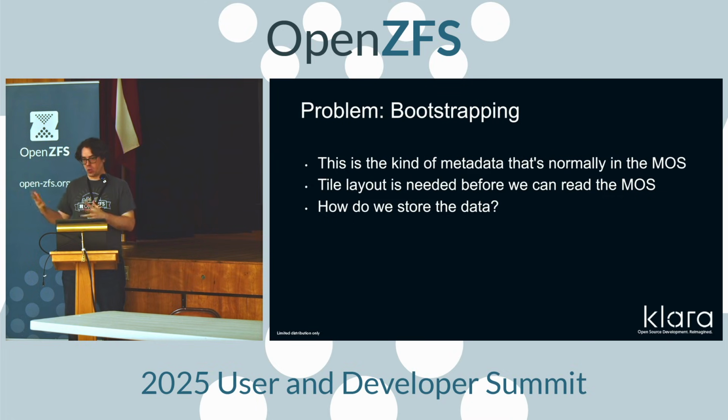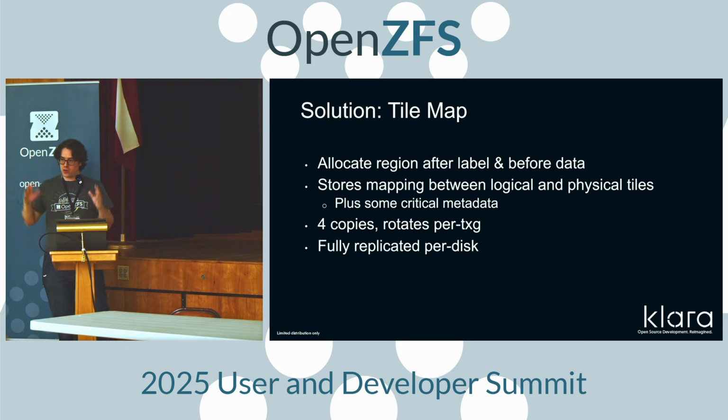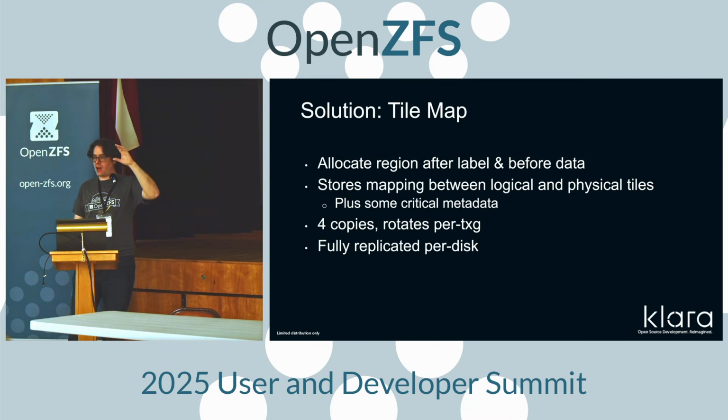And so the question is, how do we store this data? Where do we put it in such a way that this can be accessed before everything else? So there's a new on-disk structure called the tile map. The way that this works is that we allocate a region after the first 2 labels in ZFS and before the data segment where we store all of the normal data in ZFS. We just, at creation time, allocate a chunk of space there and then use that to store this critical metadata.